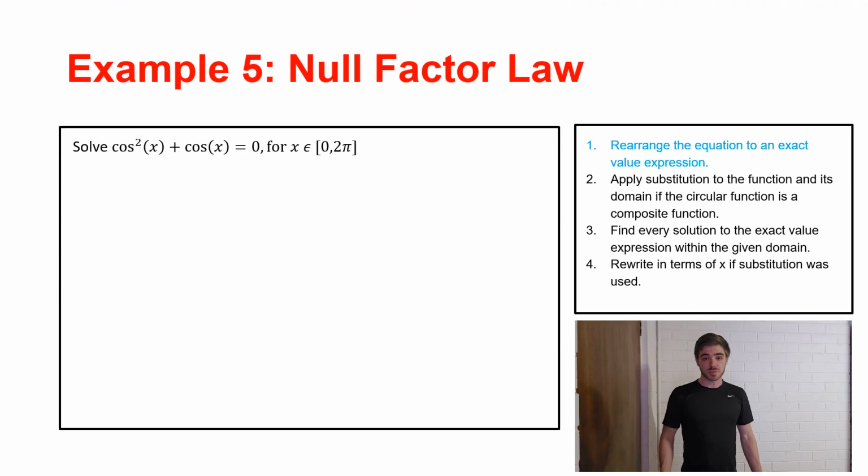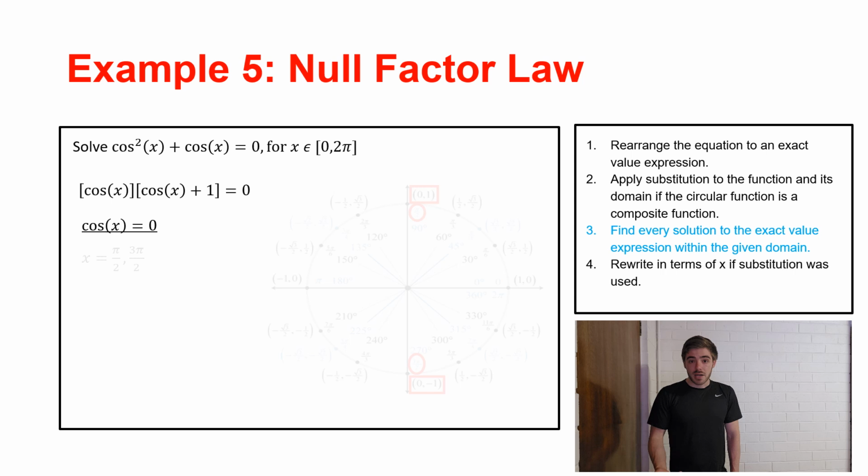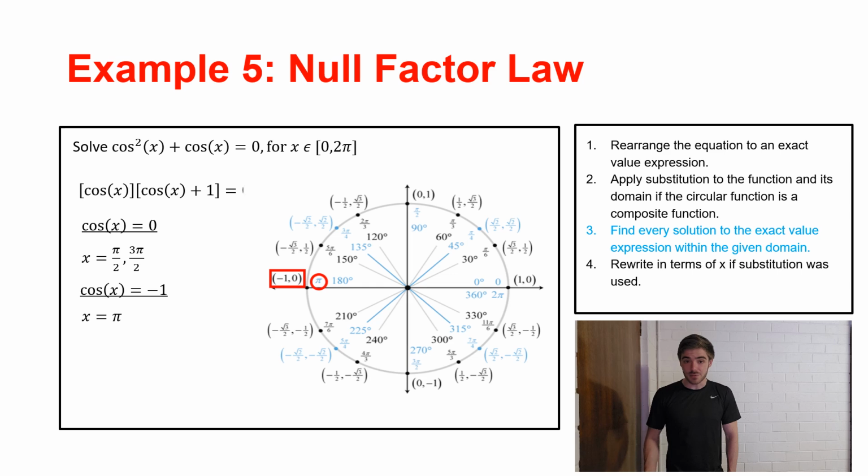The last two examples are much rarer. In this example, we can solve this via factorization and the null factor law. We just need to get our exact values expression, and we can do that by taking out a common factor of cos. That's actually going to give us two individual expressions using the null factor law, which we then solve individually. Starting with cos equals 0, we go straight to solving those angles, and we figure out that the angle is going to be pi over 2 or 3 pi over 2.